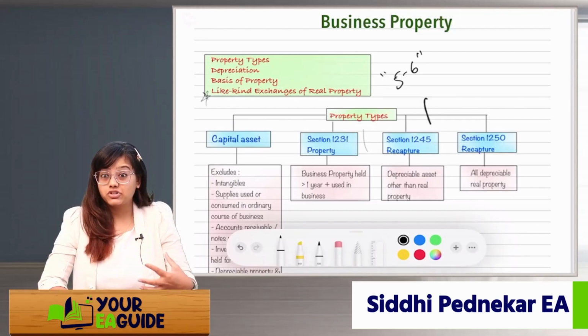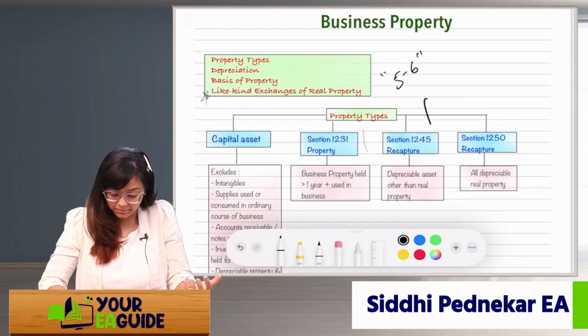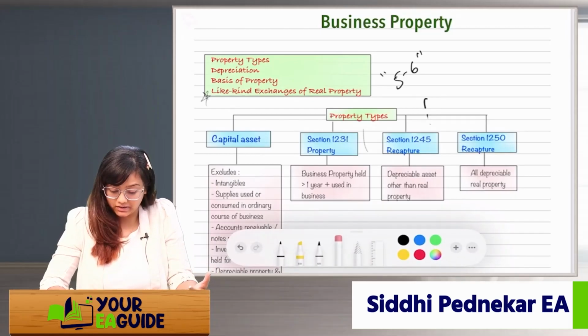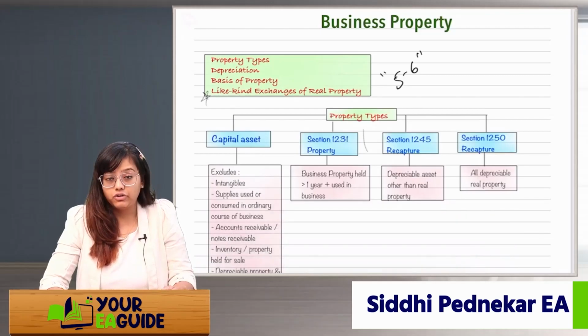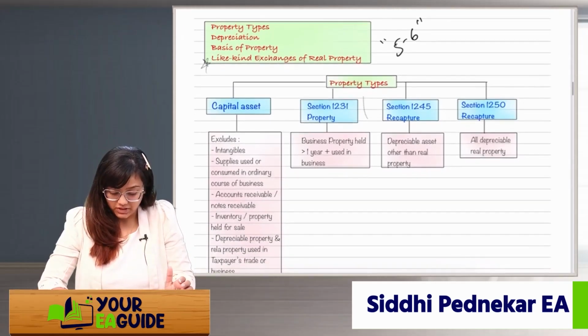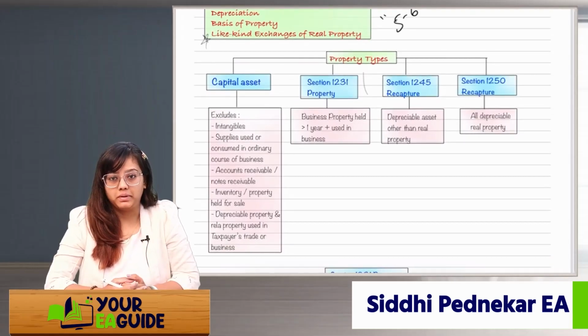Okay, so make sure that you are going through this chapter in a very conceptual manner and not just reading the theory and completing the chapter. And don't forget to solve each and every MCQ from this chapter. Let's start with the types of property.